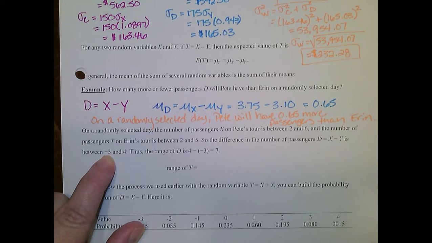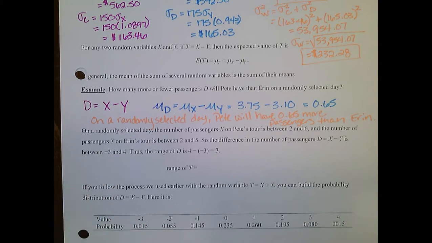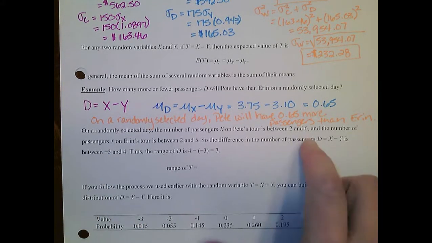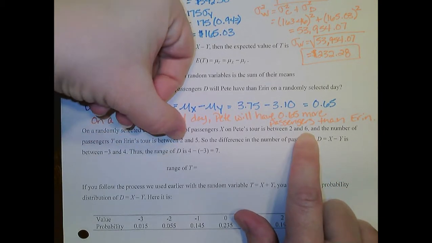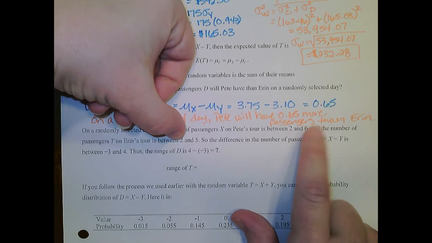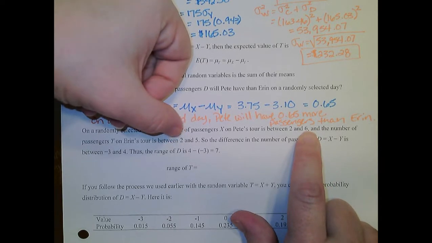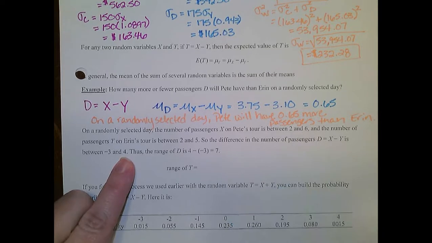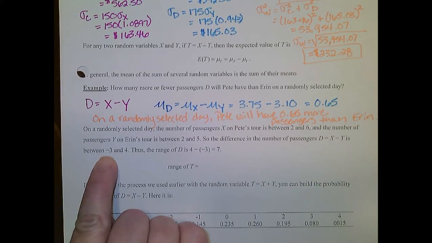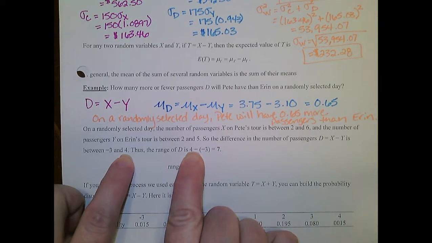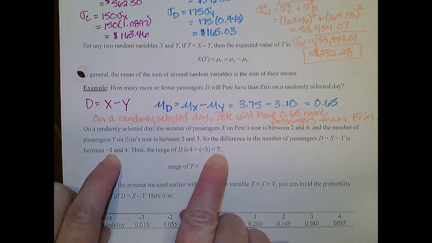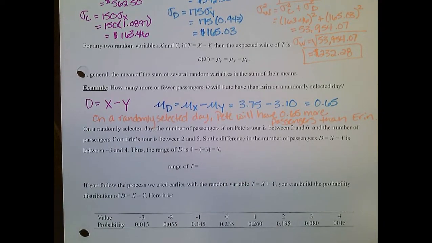But if we look at the opposite end, Pete could have up to 6 and Aaron could have as few as 2. So the maximum difference would be Pete's maximum amount, 6, minus Aaron's smallest amount, 2, which would be 4 passengers. So we could have anywhere from Aaron having 3 more passengers than Pete, to Pete having 4 more passengers than Aaron. And so if we found the range of D, we would have our max 4 minus our minimum -3, which is 7. Notice that this is the same result that we got when we were looking at the sum of X and Y, 7.